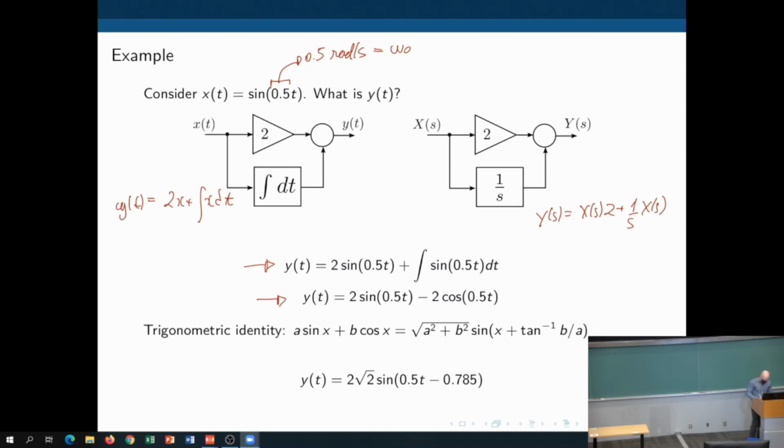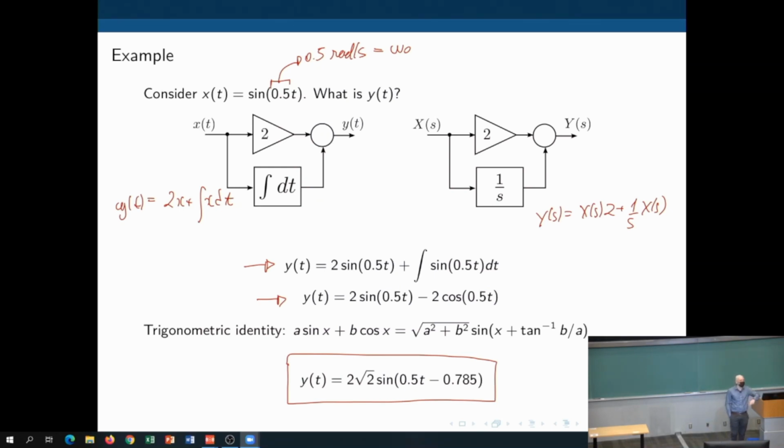This is the result of the manipulation. Y of t is also a sinusoidal waveform, at the same frequency as the input. You see 0.5t is still there, but two things have changed. There is a constant in front of the sine, and there is also a phase shift.